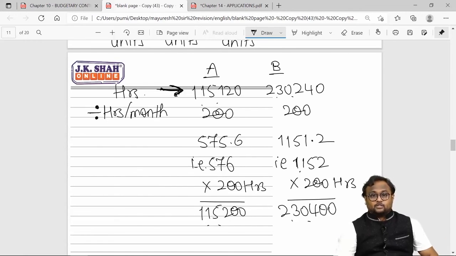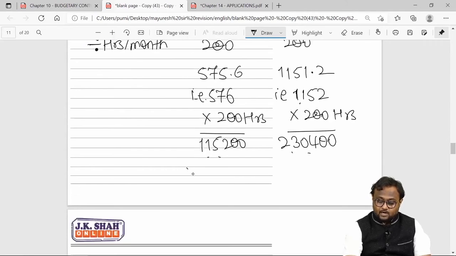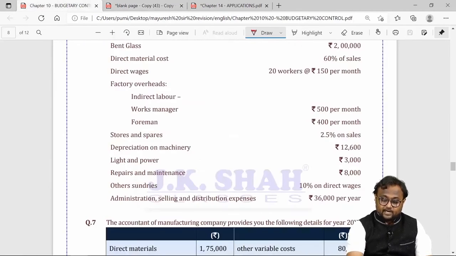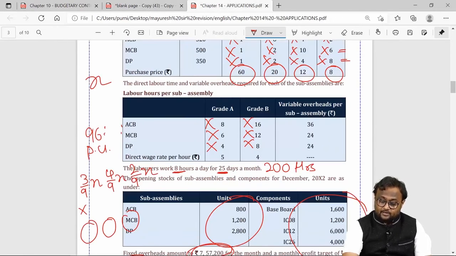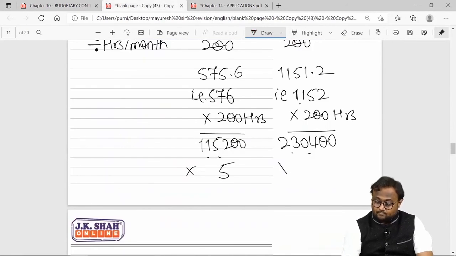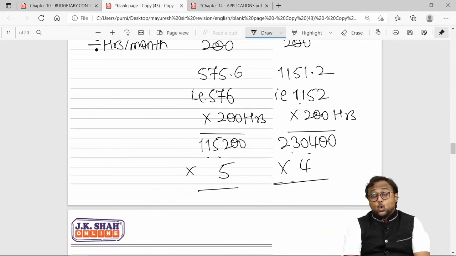2,30,400 is going to be your total number of hours paid. Multiplied by rate. If you apply the rate here, 5 and 4 can be applied, and that will give you labor cost. This is what we are supposed to do.